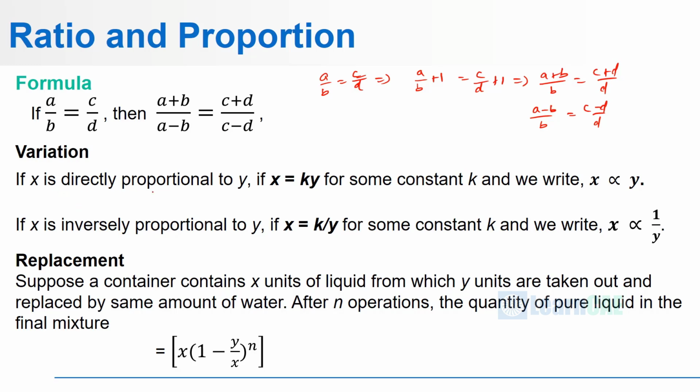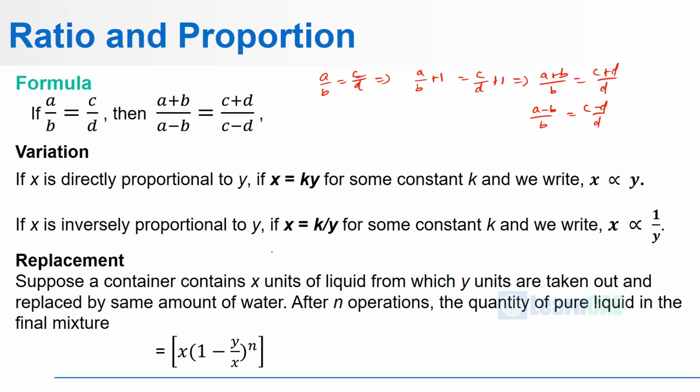If X is directly proportional to Y, that is, if X is equal to KY for some constant K, then we can write X is proportional to Y. Similarly, if X is inversely proportional to Y, then it means X is equal to K by Y for some constant K. Then we can write X is inversely proportional to Y. That is, X is proportional to 1 by Y.